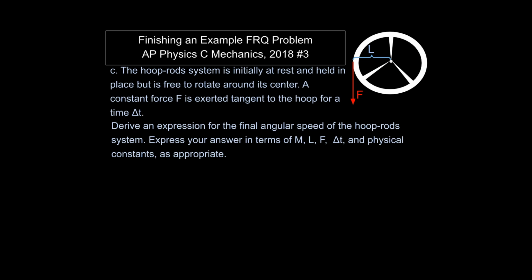It says the hoop-rod system is initially at rest and held in place but is free to rotate around its center. A constant force F is exerted tangent to the hoop for a time delta t. Derive an expression for the final angular speed of the hoop-rod system. Express your answer in terms of m, l, F, delta t, and physical constants as appropriate.